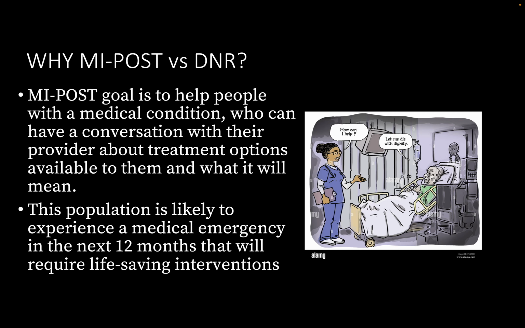The MyPOST goal is to help people with medical conditions who can have a conversation with their provider about treatment options available to them and what that will mean. Like I mentioned, this population is likely to experience a medical emergency in the next 12 months that will require life-saving interventions. This is different from a Do Not Resuscitate order, as this patient has a valid reason to have these orders. A Do Not Resuscitate order is in case the patient is ever not able to express their wishes.